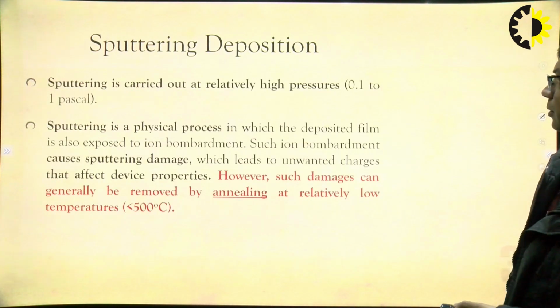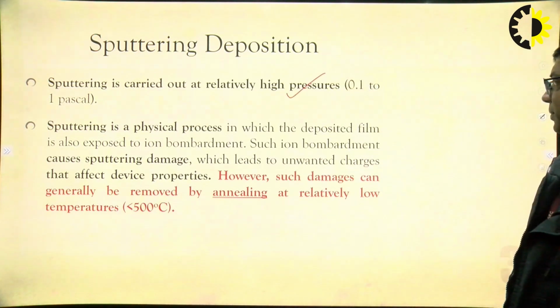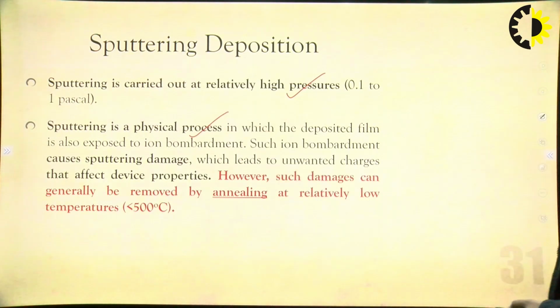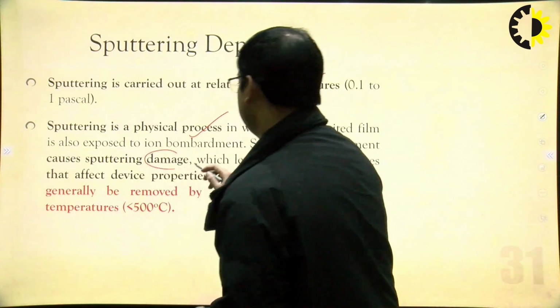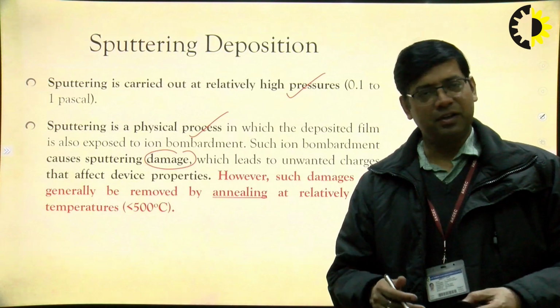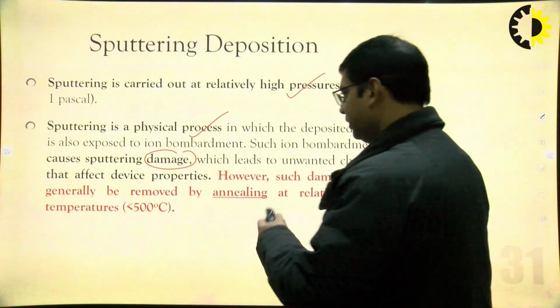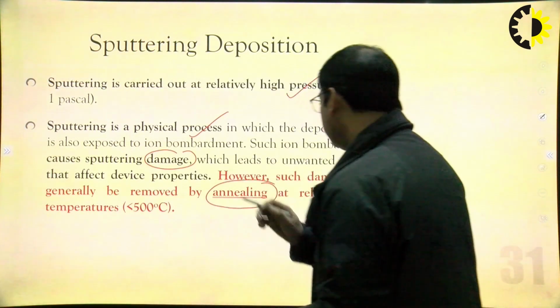Sputtering is carried out at relatively higher pressures. It is a physical process and it causes the damage. Because when ions are bombarded, so it causes damage. And this damage is need to be removed by the annealing process.